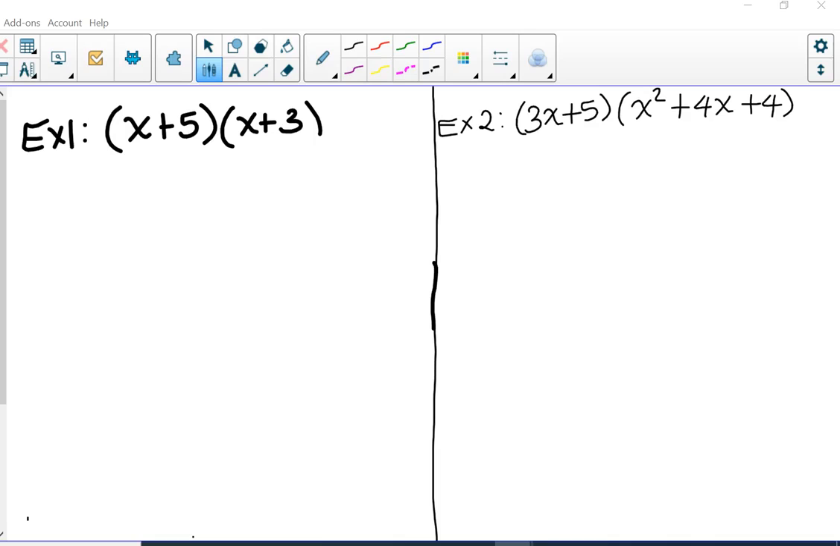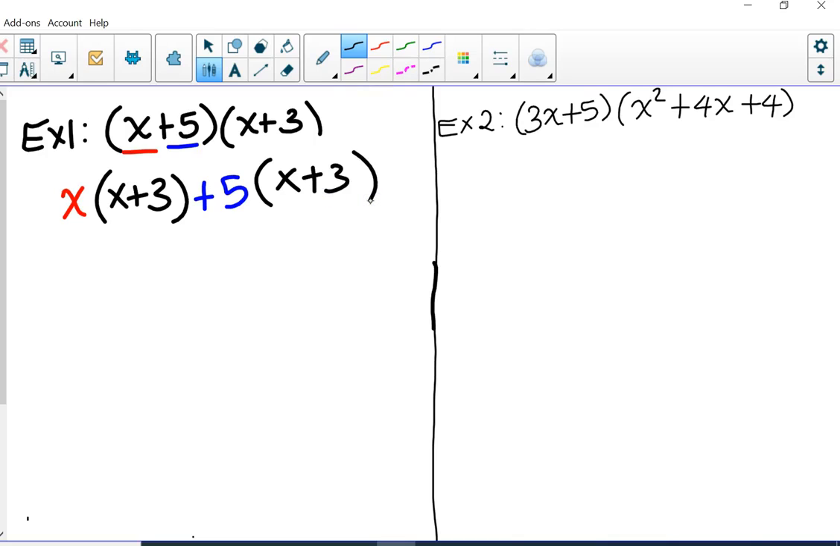You could go from right to left, but since we live in the English writing country, we want to approach things from left to right. So let's go ahead and do that. First, write down your first term: x times x plus 3, and then plus 5 times x plus 3.